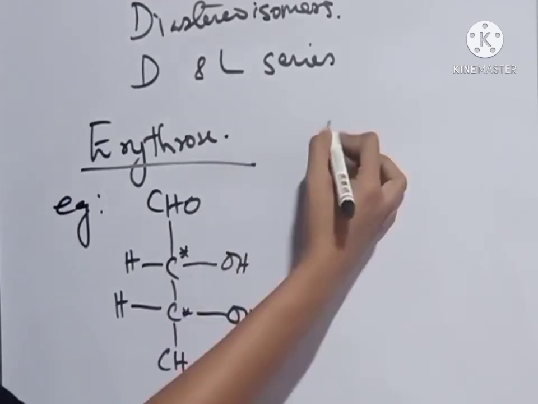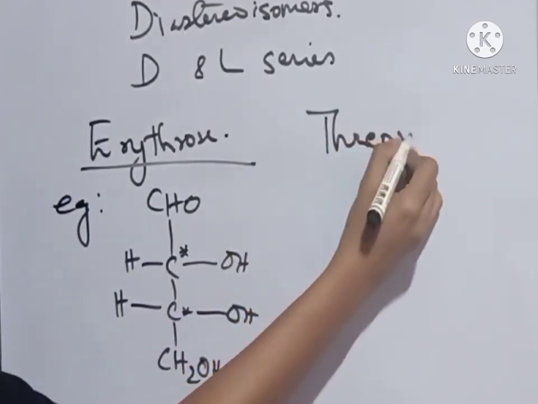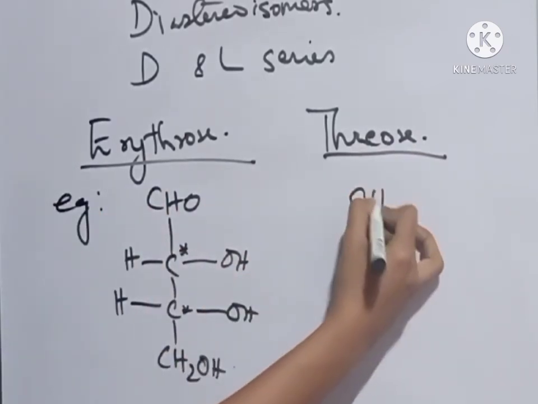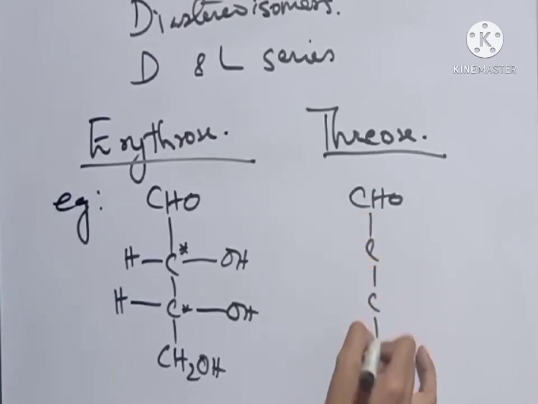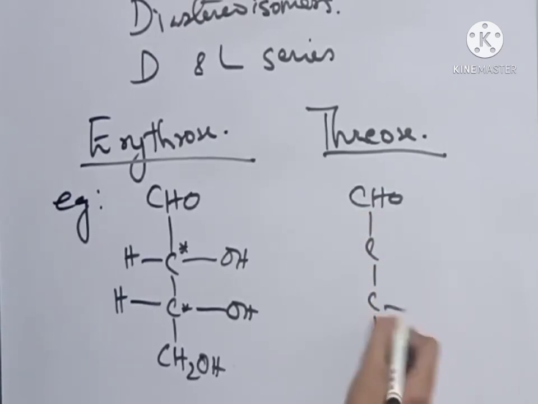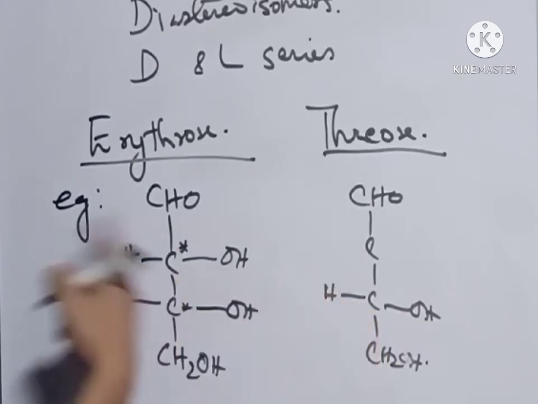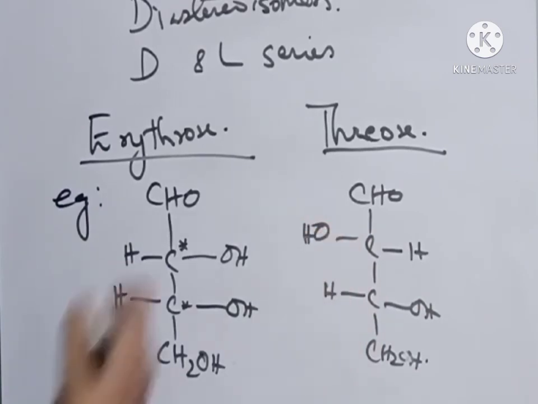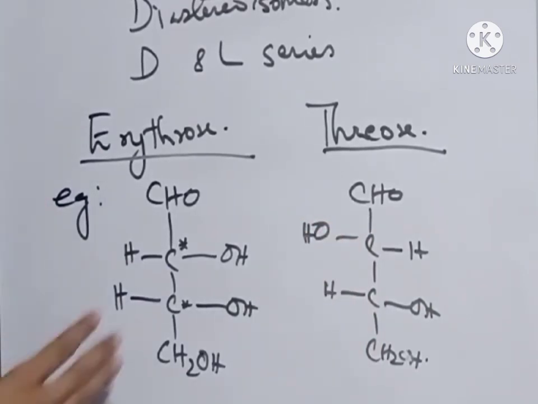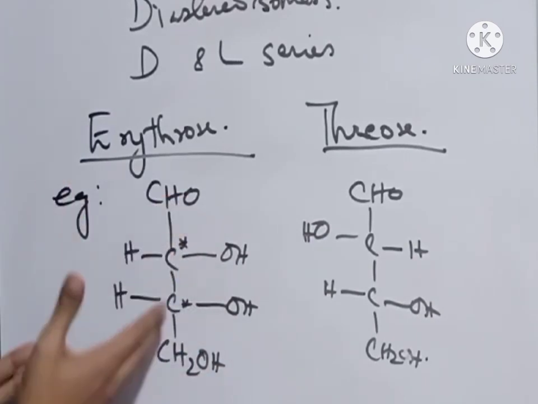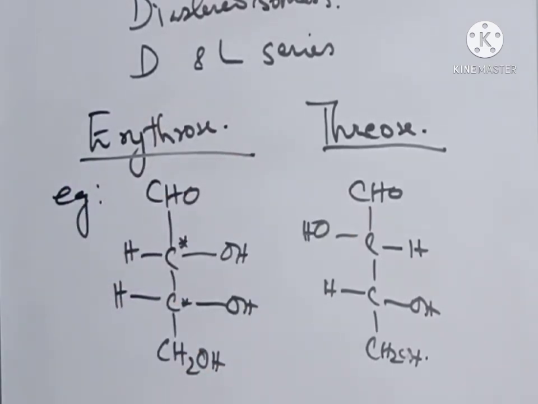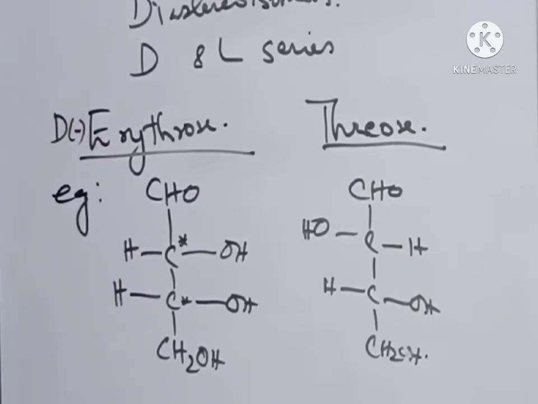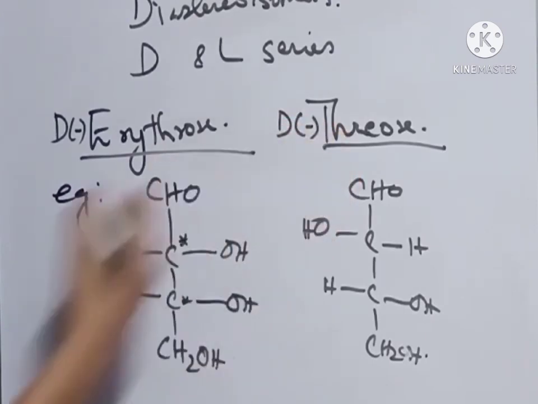While in threo structure, same groups are on opposite side. That is, here OH is on right side and hydrogen is on left side, while here hydrogen is on right side and the OH is on left side. Actually, these two are the structures of D-erythrose and D-threose. This is D minus erythrose and D minus threose.